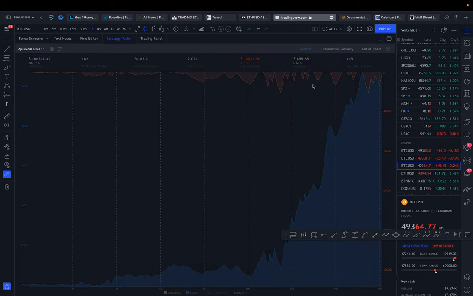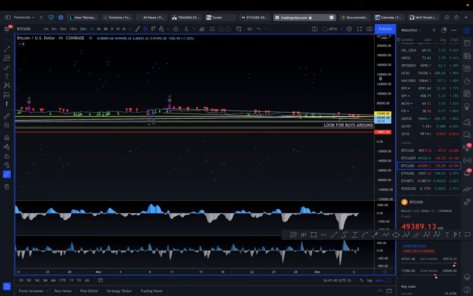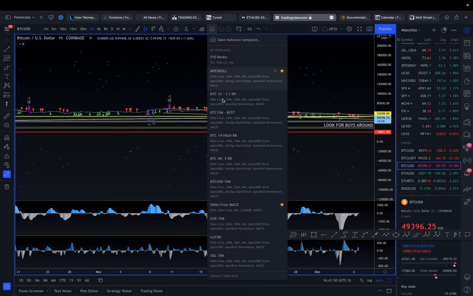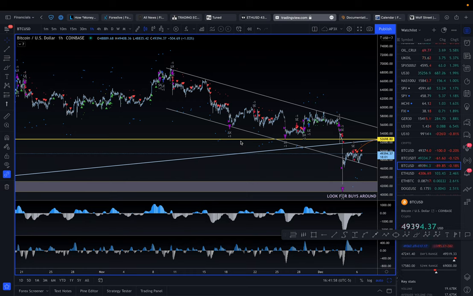So after you find the value that you like, you just save it as a template here. Where's this? Unfortunately. So for example, BTC 1 hour high 1-to-1. All right, so that's basic entries and basic settings, I mean, for this strategy.